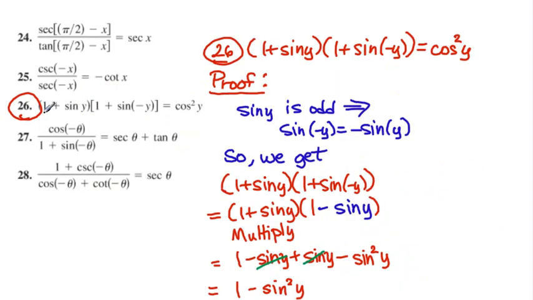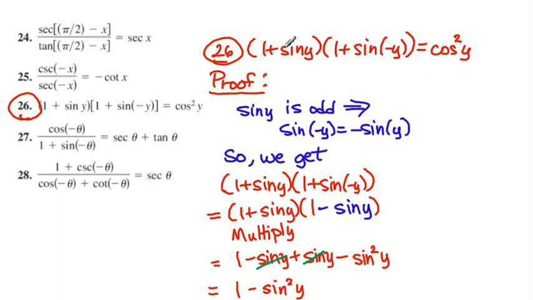Number 26 is 1 plus sine y times 1 plus sine of negative y is equal to cosine squared y. So the most complicated side, or the more complicated side, is the left side. The thing that we're going to use here is the fact that sine y is an odd function. That tells us that sine of negative y is the same thing as negative sine y.